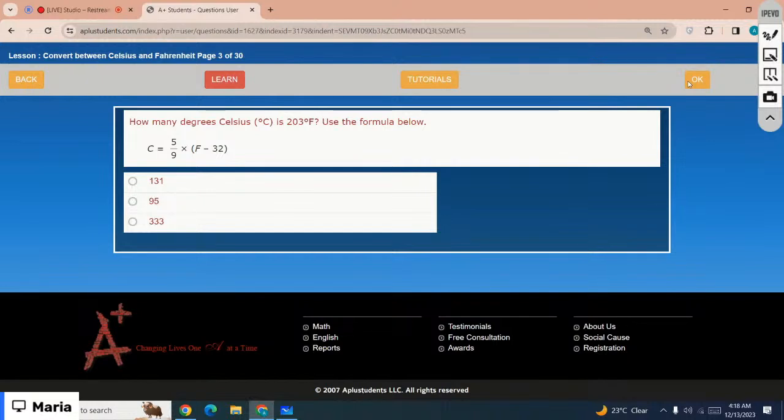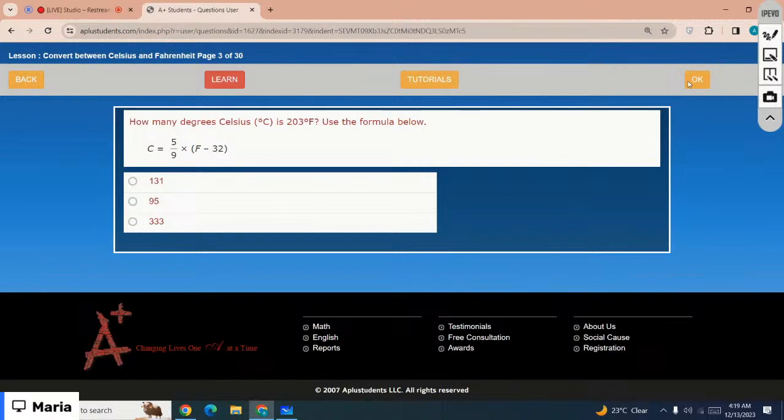Just put the values in the formula and do calculations, right? Use your notebook and pencil. That is 203 minus 32. That is 171. 171 times 5 is 855, and 855 divided by 9 is 95. The correct option is 95.